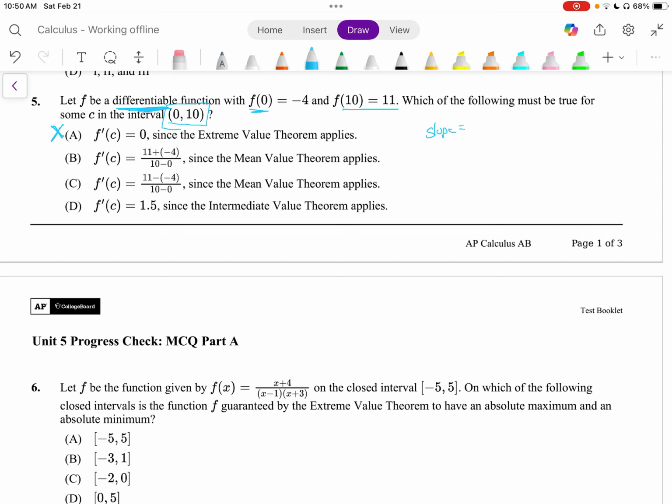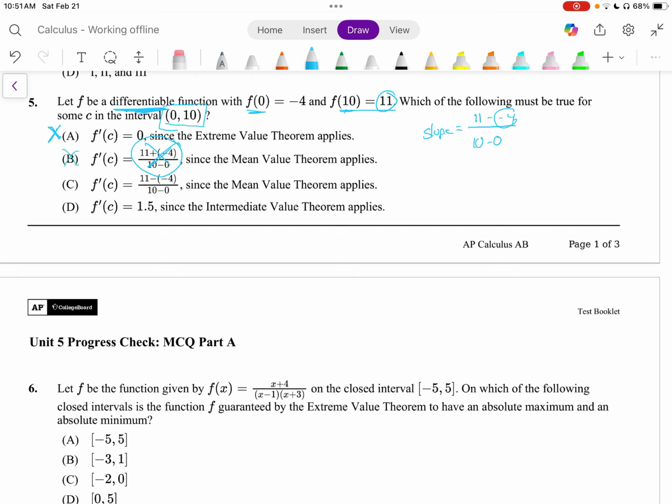The mean value theorem says if it's a closed interval, if it's continuous and differentiable, then you find the slope of the line connecting the endpoints, so that's what we'll do. We'll do 11, that's our y value, minus negative 4, which is our other y value, over 10, our x value, minus 0. So that is not correct because that's not the correct slope. So it's not this one. So it's probably C here.